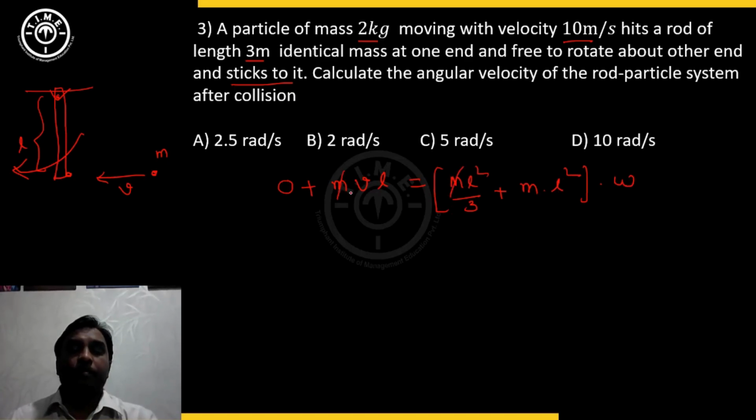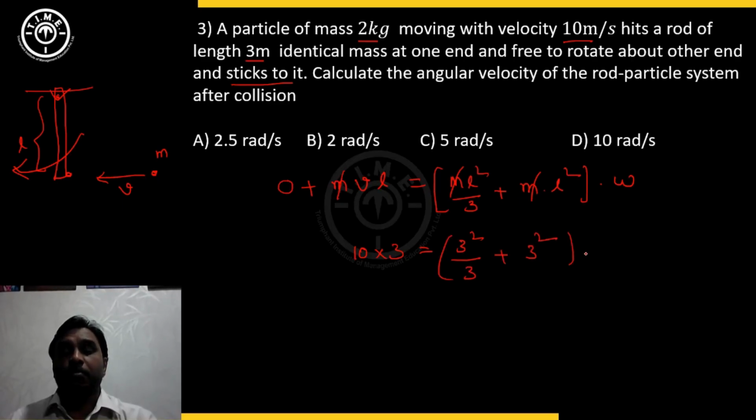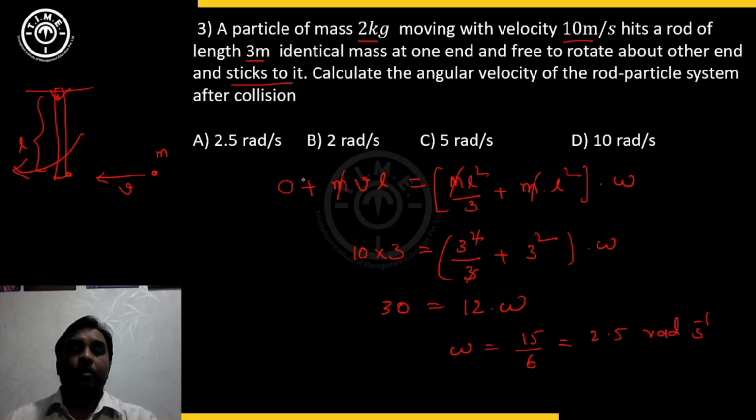So m and m get cancelled. V is 10, length is 3, and L square is 3 square by 3, into 3 square, sorry, plus 3 square into omega. This is 30. 3 square gets cancelled, 3. This 3 plus 3 into 3, 9. 9 plus 3 is 12. 12 into omega. So omega can be written as 15.5 radian per second. So that option is correct. Like this, we can conserve the angular momentum. This is one of the important concepts for all competitive exams. Thank you.